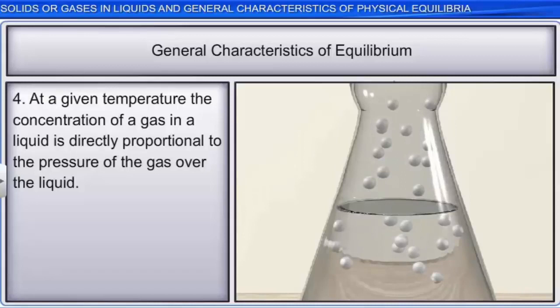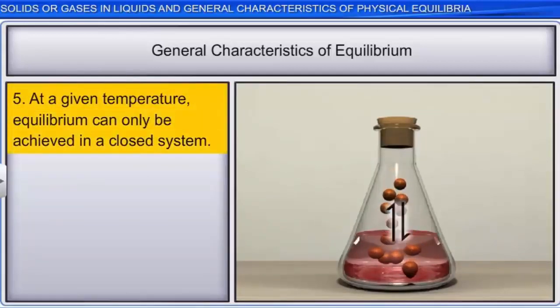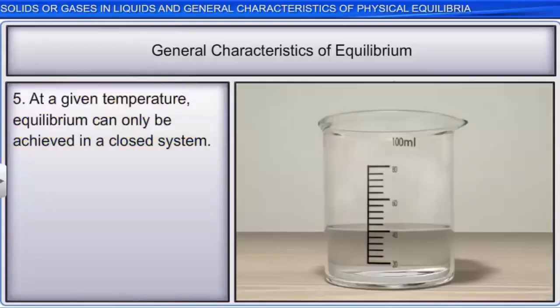At a given temperature, equilibrium can only be achieved in a closed system. For example, no equilibrium is attained when water in a beaker is kept open to the atmosphere. This is because the rate of condensation is much less than the rate of evaporation.